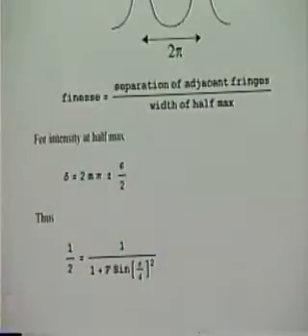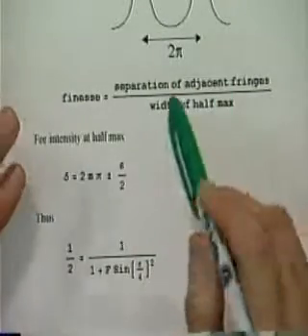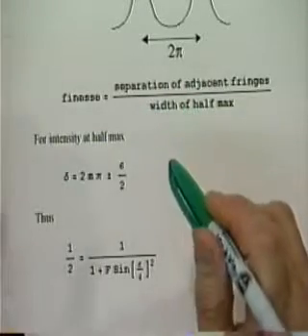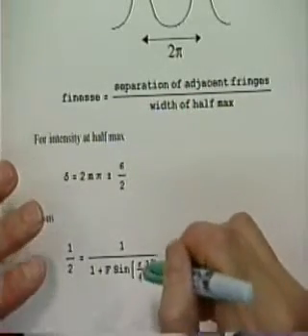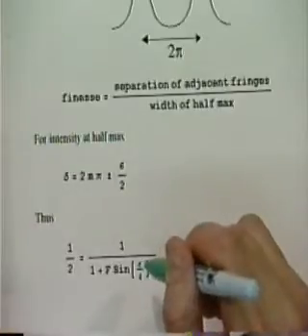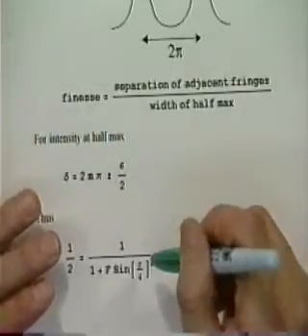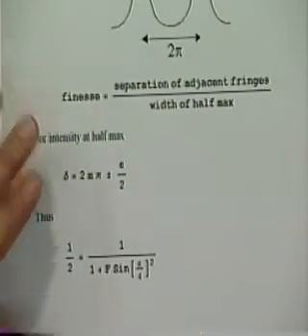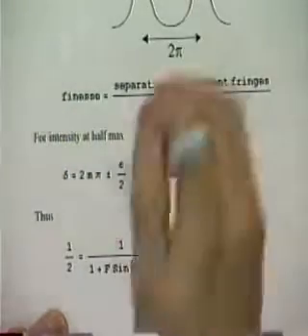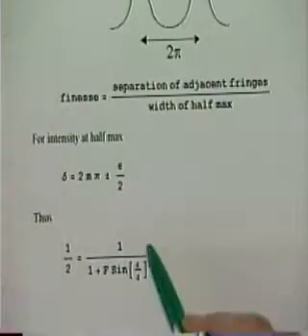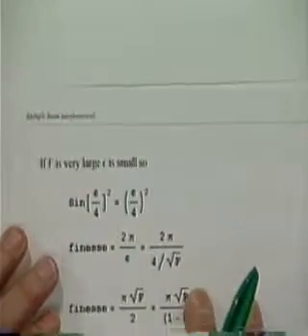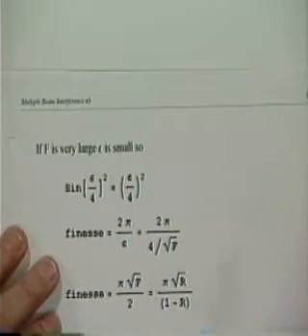And the next thing we're going to do is that, you're really interested in the finesse only when the finesse is high, which means you're only interested in this when you have high reflectivity. So you're only interested in this when F is large. And if F is large, epsilon is going to be small. We want sharp fringes. And so the sine squared of epsilon over 4 becomes epsilon over 4 squared.